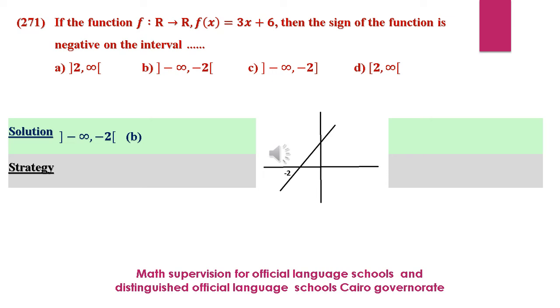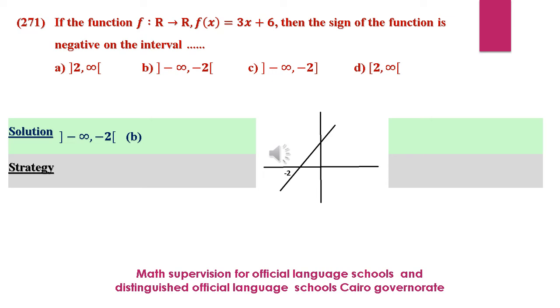We have here a function f of x equals 3x plus 6. We want to find the negative interval of this function. When we draw this function, for example, put x equals 0, we get y equals 6. For example, put x equals 1, we get y equals 9. For example, we put x equals negative 1, y equals 3. We find that it cuts the x-axis at negative 2.